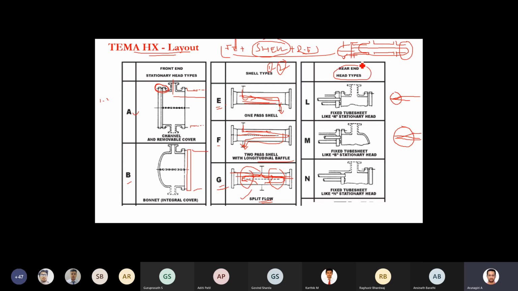Then rear end head types. Here you have L, M, N. Normally these are all used for fixed tube sheet heat exchangers.